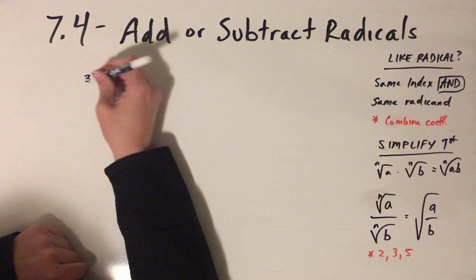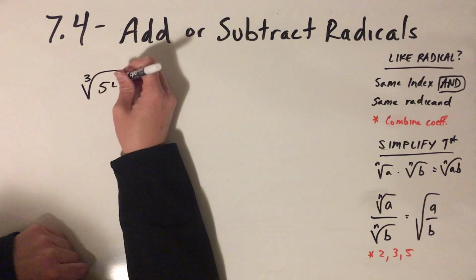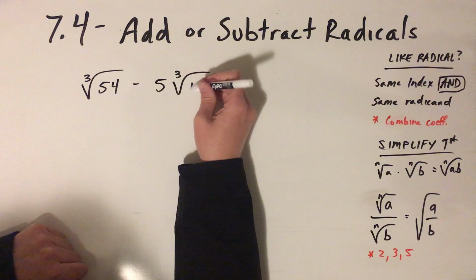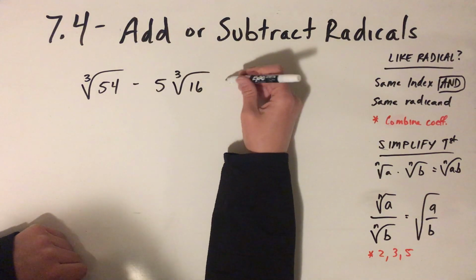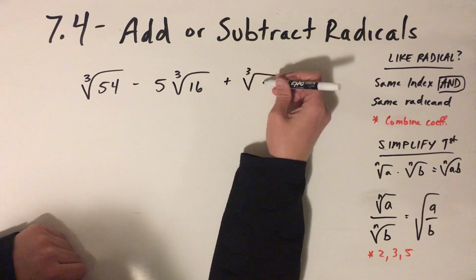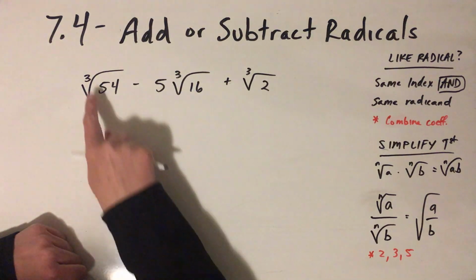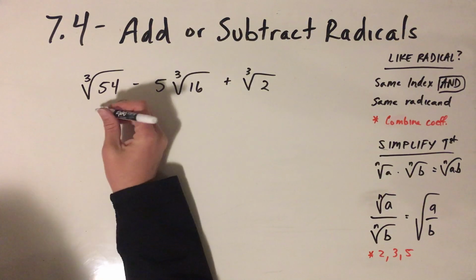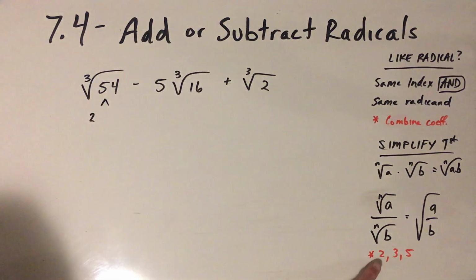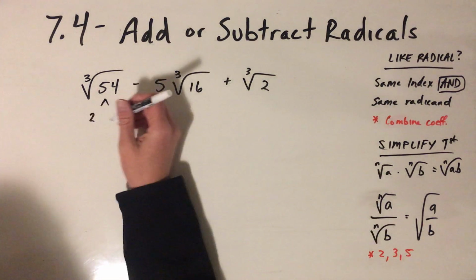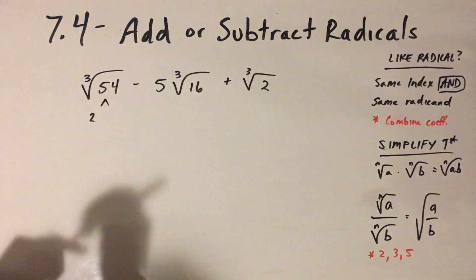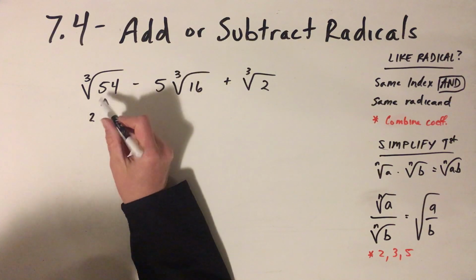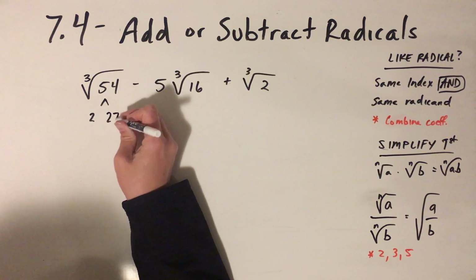What if I had a cubed root instead? Well, this doesn't change anything. I'm still just going to ask myself, hey, do they have the same radicand and the same index? So these are all the same index, but first I need to look at 54 and say, can I simplify it? If I do 2, again, I'm always going to try dividing by 2, 3, and 5. Those are the easiest ones to find perfect squares, or perfect cubes. 54 is 2 times 27.